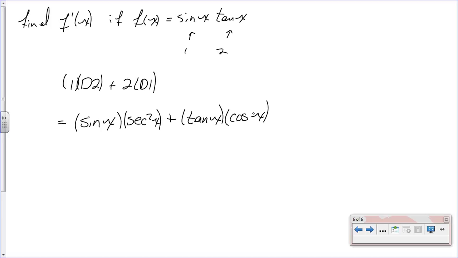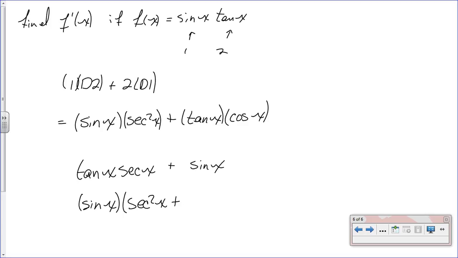All right. Now you could technically leave it in that form, or you could convert it. There are a couple different forms you can write it in. Since this is 1 over cosine squared x, this would actually turn into tangent x secant x plus sine x. I'd take that too. Or you could factor out a sine x, and you could also get sine x times secant squared x plus 1. All right, I would take any of those forms.